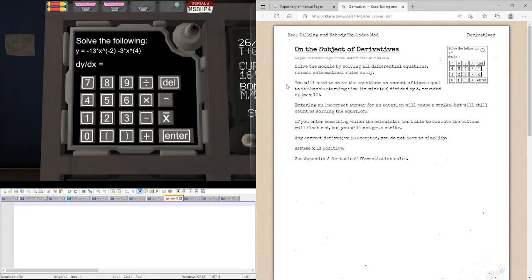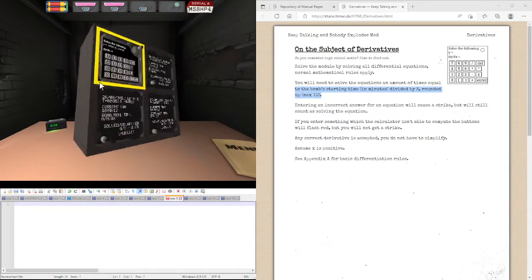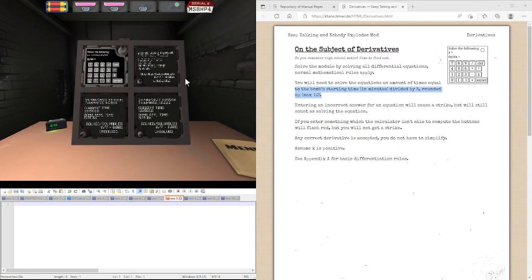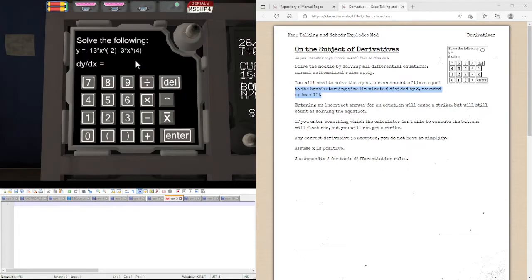So the basics of it, we need to solve the equations, which is getting the derivative, equal to the amount the bomb starting time in minutes divided by 3 rounded up. So I started this in Zen mode, but we calculate by 1, 2, 3, 4, 7 modules, doubled is 14. 14 divided by 3 is 4 and a bit. So we're going to be doing 5 questions for this one.